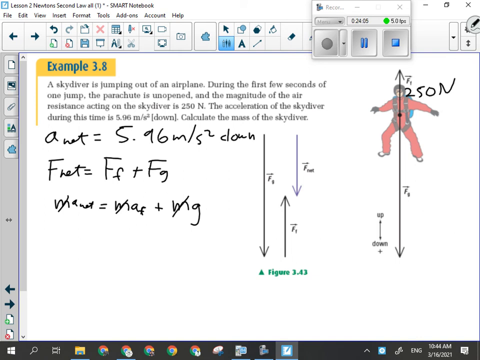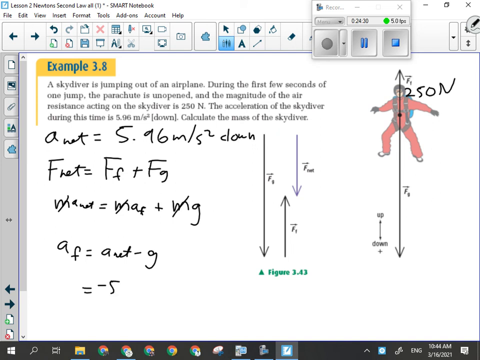Now, common sense-wise, if I'm accelerating downwards at 5.96 and I should be accelerating downwards at 9.81, the difference is the acceleration produced by friction in an upward direction. Everyone okay with that logic? So that's what we're doing here. The acceleration due to friction is the net acceleration minus the acceleration due to gravity. Right, so that looks like this.